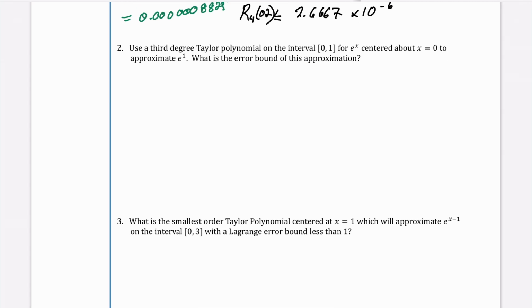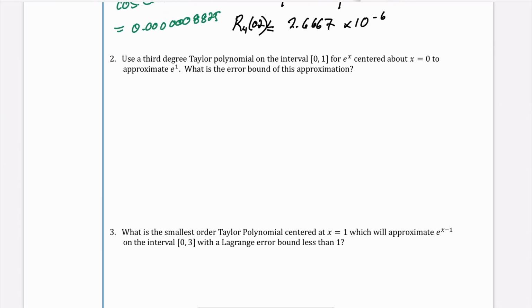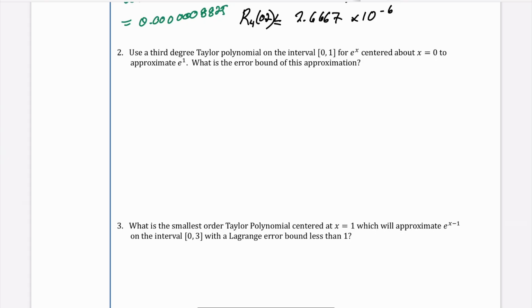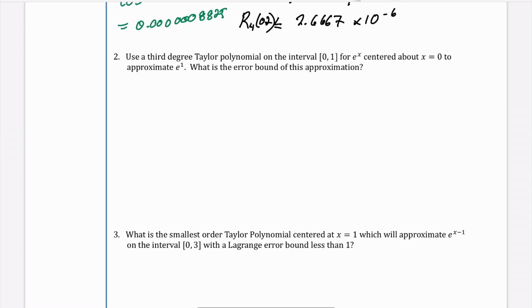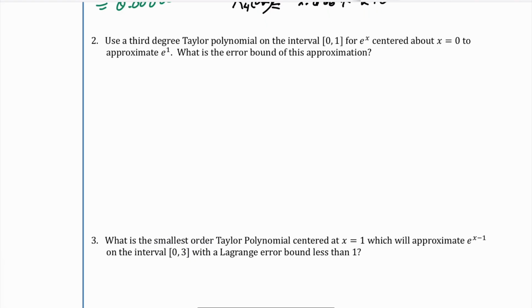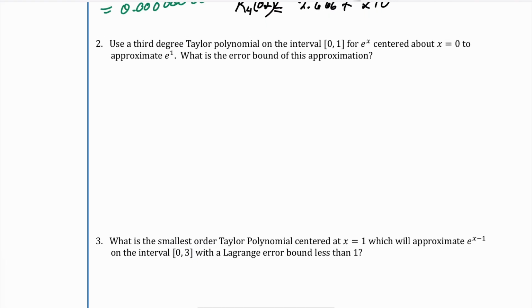This says use a third degree Taylor polynomial on the interval from 0 to 1 for e to the x, centered about x equals 0 to approximate e to the first. So we know what e is, and this problem is just meant to show you with a familiar number how close Taylor can come with just even a third degree polynomial.